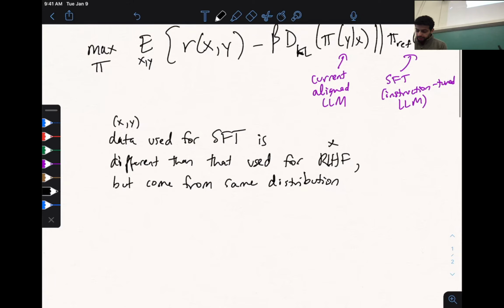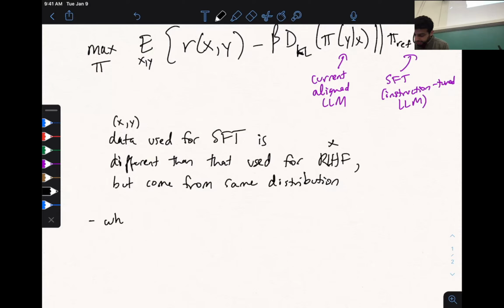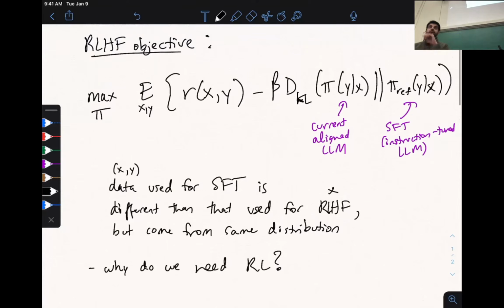Okay, so another question that we might want to ask is why do we need reinforcement learning at all? Generally, we need to use reinforcement learning when some part of the thing that we are trying to optimize is not differentiable, which allows us to easily compute the gradient and do gradient descent. So what part of this equation here contains some non-differentiable aspect that we cannot compute the gradient through?